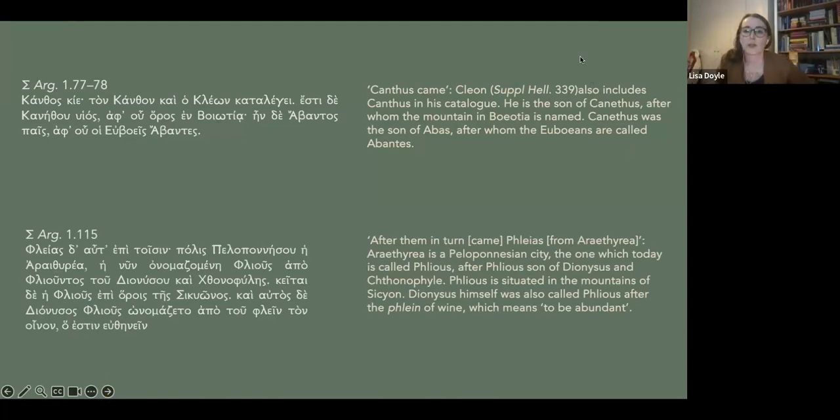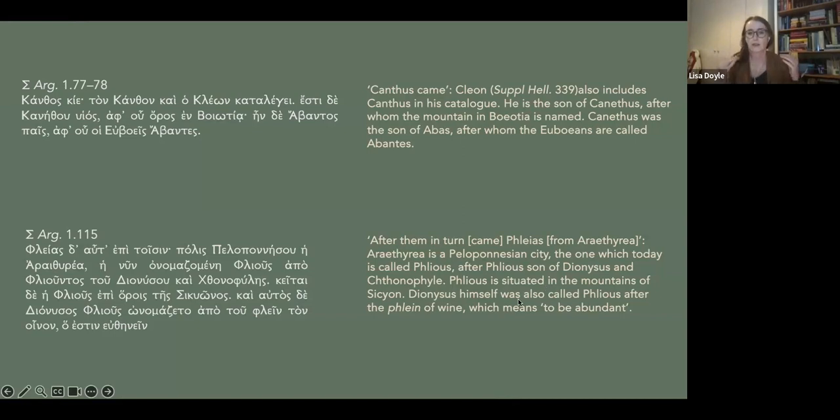So we have, after them in turn, came Phleos from Erythraea. We are told about Erythraea: it's a Peloponnesian city, but today it's called by a different name. This is a big feature of a lot of mythographical writing in antiquity: the interest in name changes and the origins of a city or town, the foundation of it, what it's named, if it's named after a particular person, how it came by that name, and essentially what it's known as in contemporary times. So we're told where the place is situated, in the mountains of Sicyon.